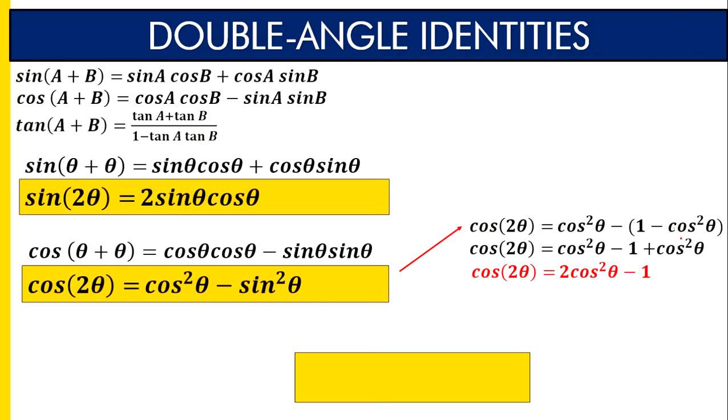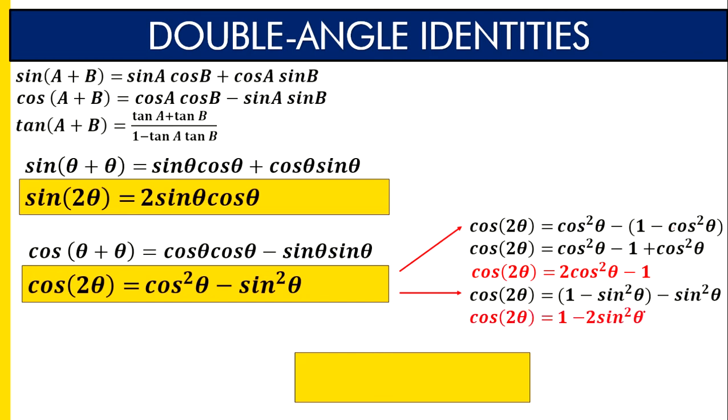Another one: instead of the sine squared theta, we can substitute in for the cosine squared theta. In that case, we'll have 1 minus sine squared theta minus sine squared theta. Combining this, we'll obtain 1 minus 2 sine squared theta. So it's important for you to remember those derived identities. Just be familiar with this, then you'll obtain another identity.